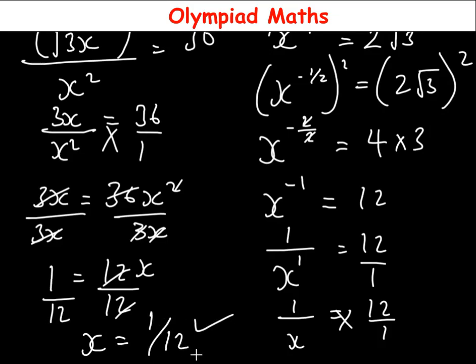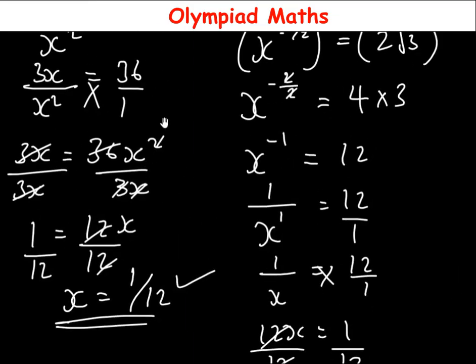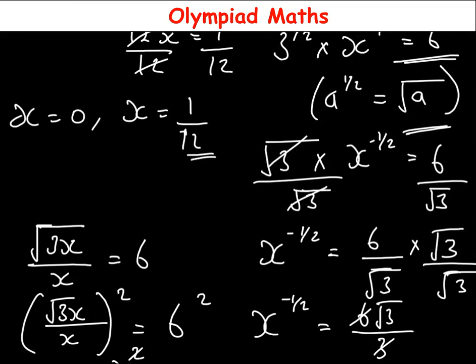Now, if you look closely, we got the value of x to be 1 over 12, 1 over 12 right here, 1 over 12 right here. But we also got another value of x apart from 1 over 12, okay, which was this right here, which is x equals 0. So if you put in the value of x as 0, you will not get the correct answer. So that means that the correct answer is x equals 1 over 12.